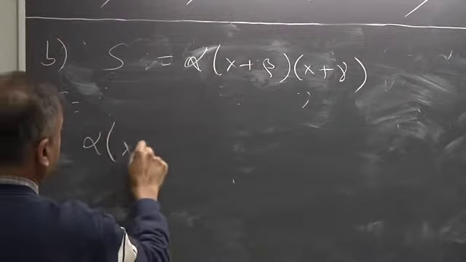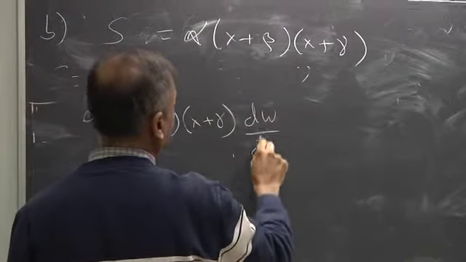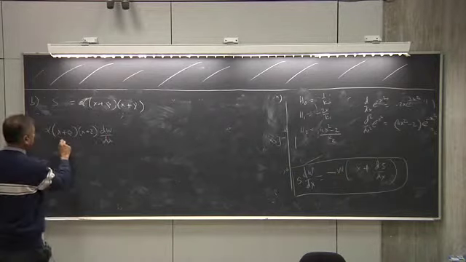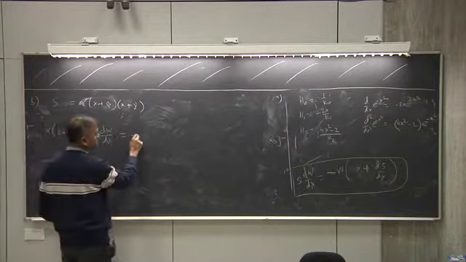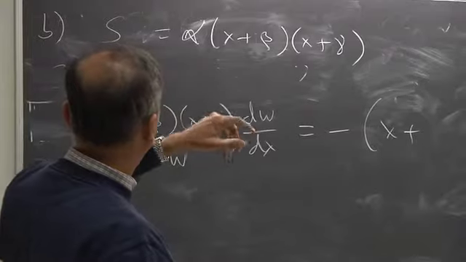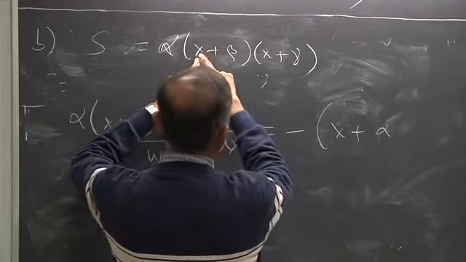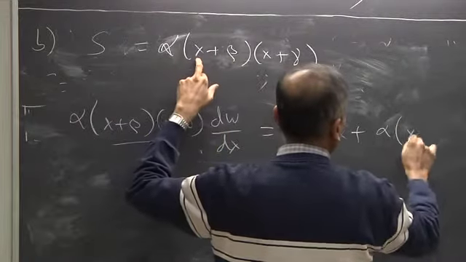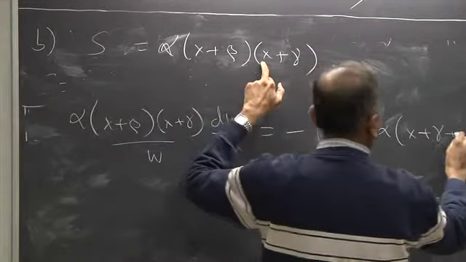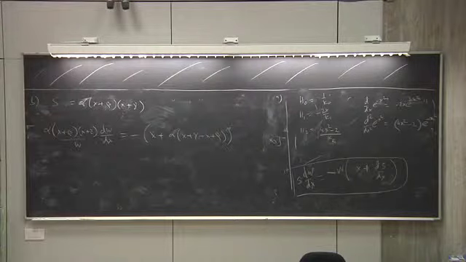So I get here alpha x plus beta x plus gamma times dw by dx. Actually, let me bring the w on the other side, so that this is 1 over w, which means d log w is minus x plus the derivative of this, ds by dx. So there are two terms. There's alpha, of course, and when it acts here, you get x plus gamma, and when it acts here, you get x plus beta. Right? So plus x plus beta.